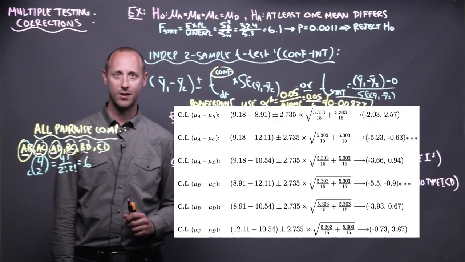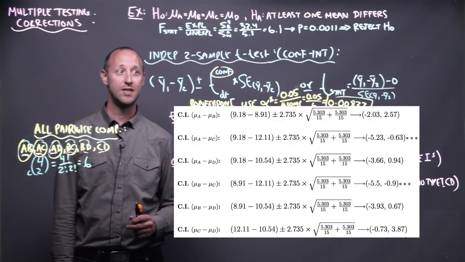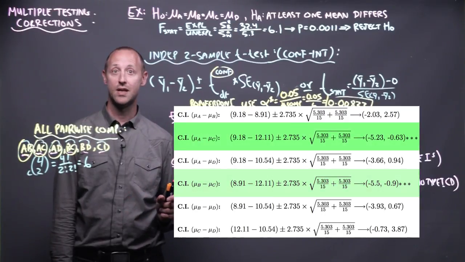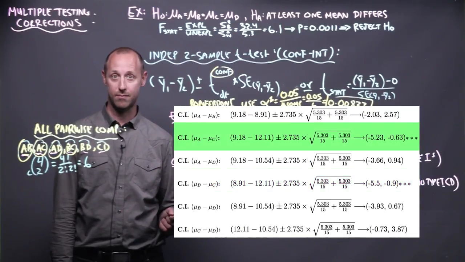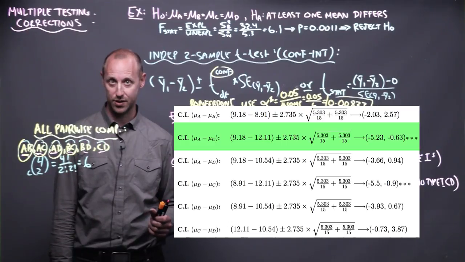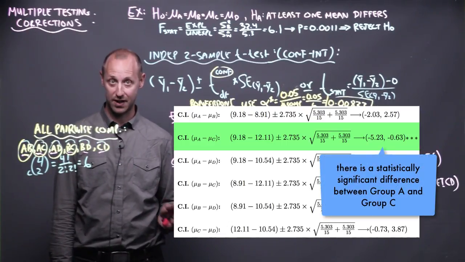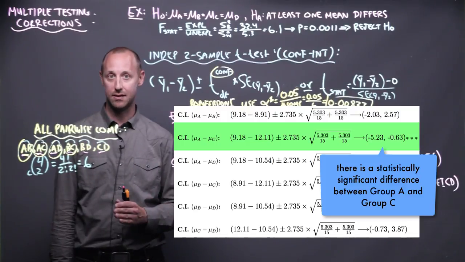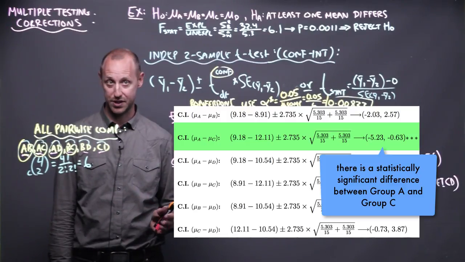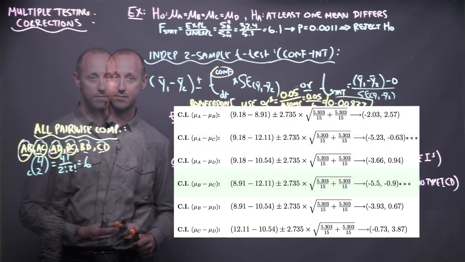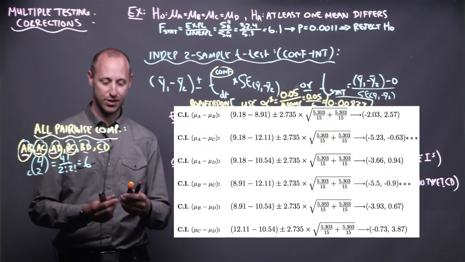So taking a look at these confidence intervals, we can see that there's only two of them that do not contain zero. We can see comparing group A to group C, the confidence interval does not contain zero, which gives us an indication there's a statistically significant difference between group A and C, right? Or we're not willing to accept the difference is zero. We can also see groups B and C are significantly different. Other than that, no other significant differences show up.